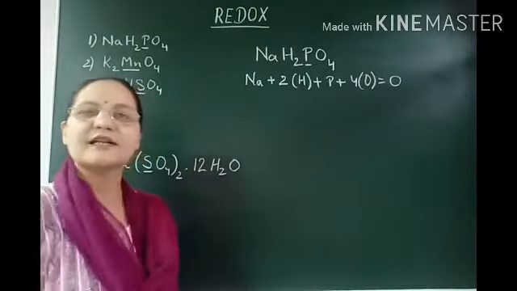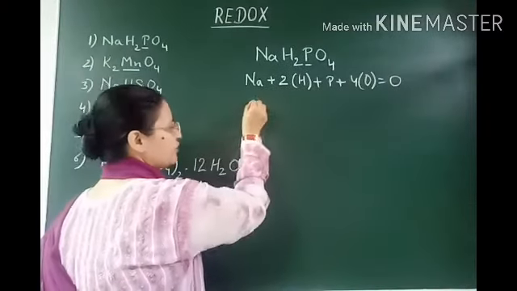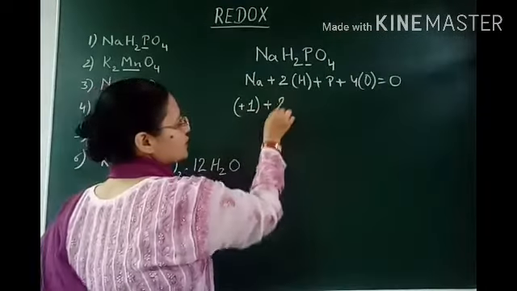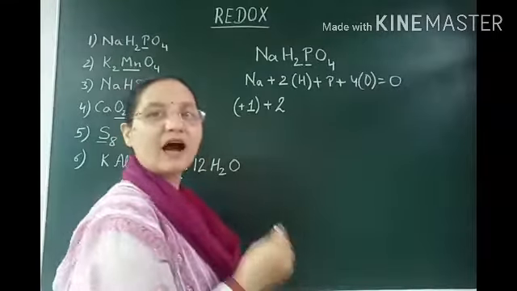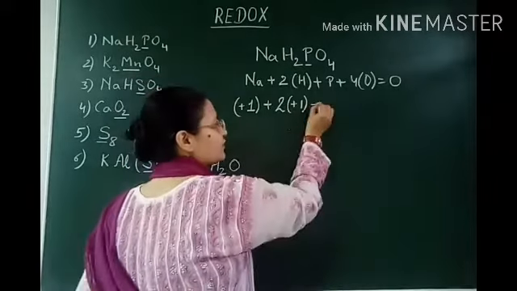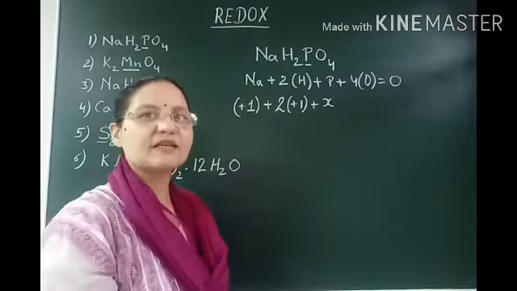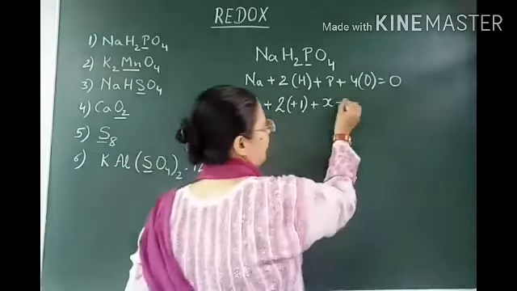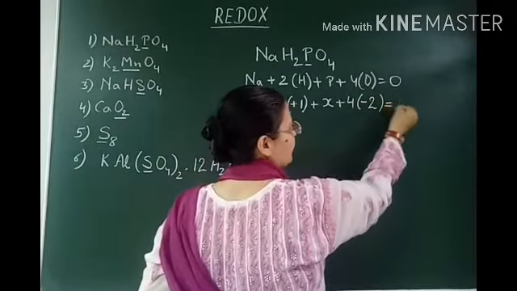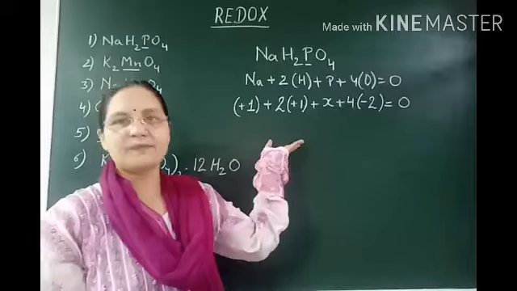Now we put the oxidation number of the few elements which we already know. Sodium has the oxidation number +1. Then 2 is the number of hydrogen atoms, and hydrogen is also +1. Then phosphorus, which we have to calculate, we can put as X. जिसे निकालना है उसे X लिखा जाएगा. Then for oxygen, 4 is the number of atoms and -2 is the oxidation number for oxygen, and all are equal to 0.